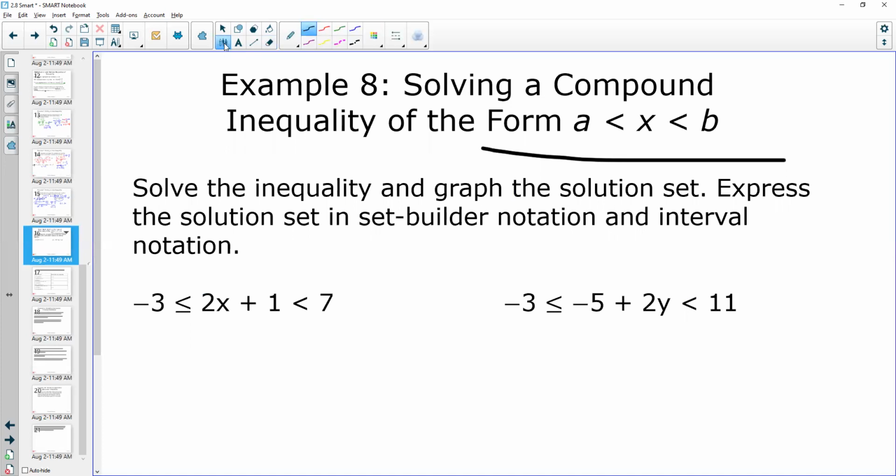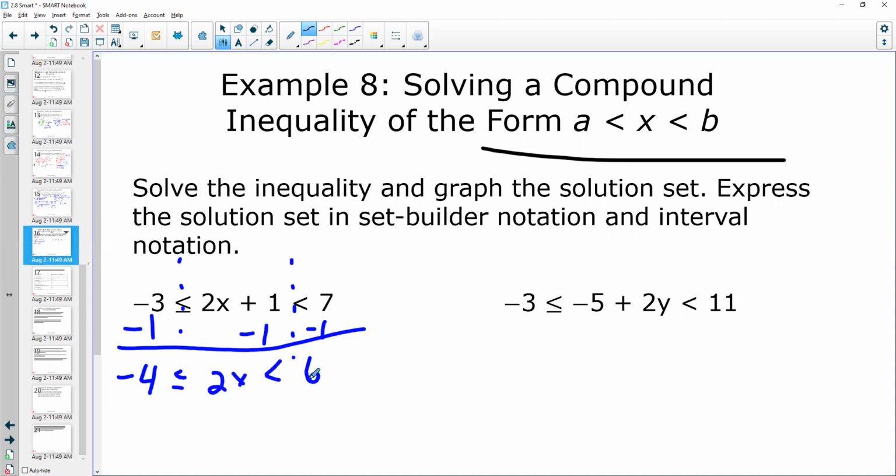So the first thing I would do in a regular equation is I'd add and subtract. So I'm going to subtract that 1 from all three places. And if it helps to draw some lines so you can see where you're going, that helps too. So I get negative 4 less than or equal to 2x less than 6. And I'm just going to divide in all the directions. I divided by 2, so I get negative 2 less than or equal to x less than 3. And now I can graph and do the interval and the set builder.